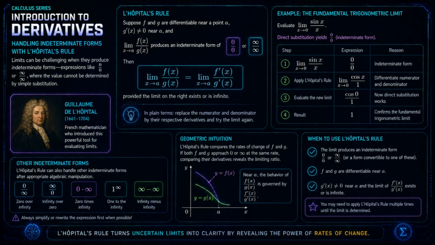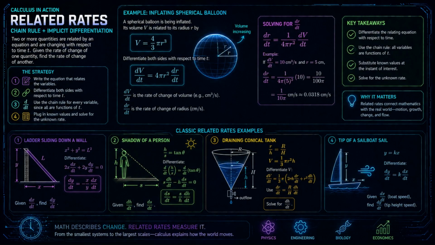Related rates problems are among the most vivid and practical applications of the chain rule and implicit differentiation. The setting is always the same. Two or more quantities are related by some equation, and both are changing with respect to time. We know the rate of change of one quantity and want to find the rate of change of the other. The strategy is to differentiate the relating equation with respect to time t, applying the chain rule to every variable since all variables are implicitly functions of t.